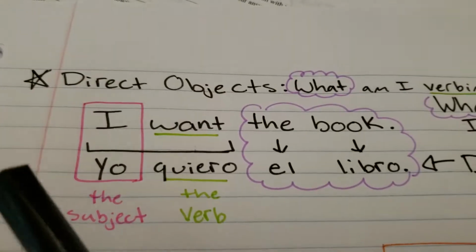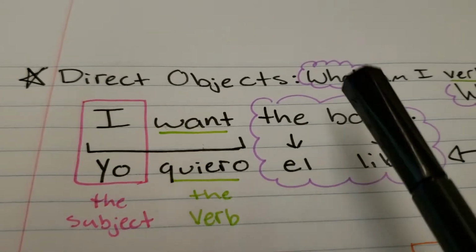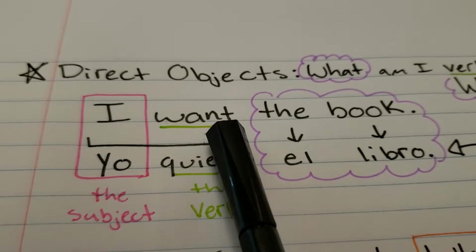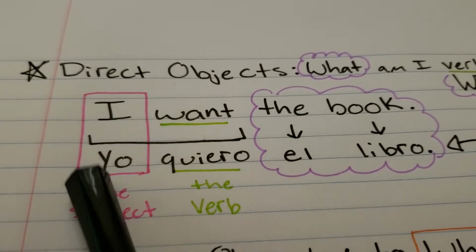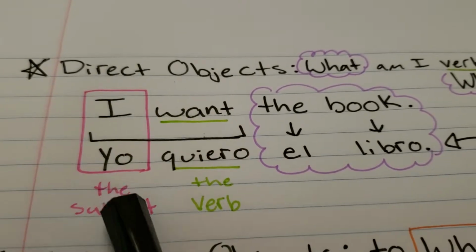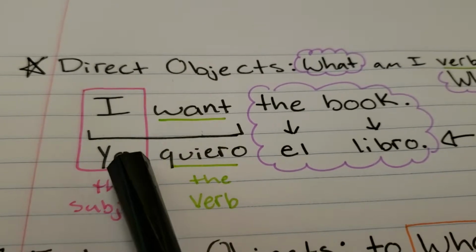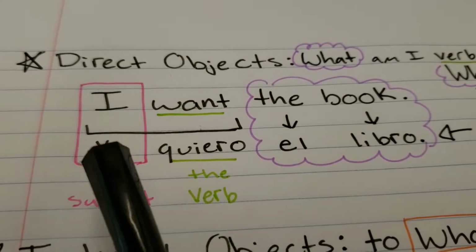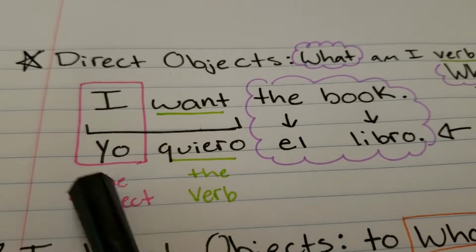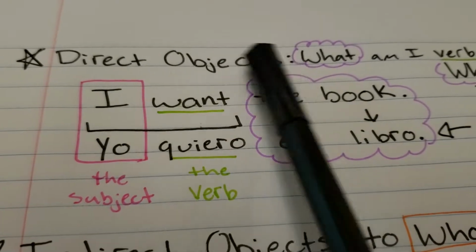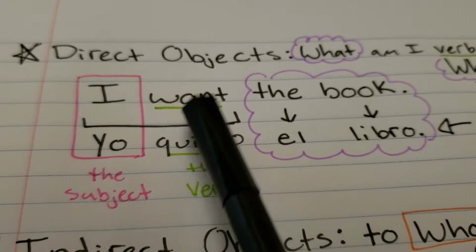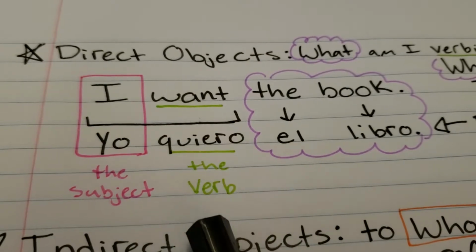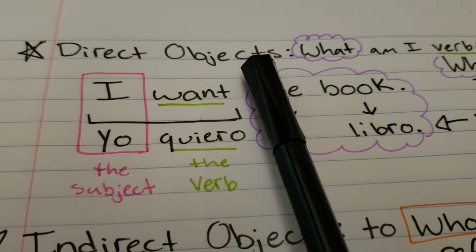So for example, if we take the sentence, I want the book, okay? We know who is wanting what, right? Which is I. That's the subject. It's I, which would be yo in Spanish. And it's not necessarily needed once it's been conjugated out, but you know, it's still there. I, yo, the subject. We know that that cannot be the direct object, okay? So want, quiero, is the verb. Again, it cannot be the direct object, okay?